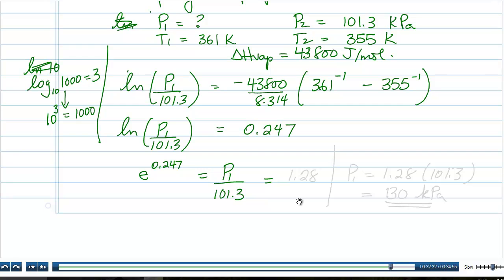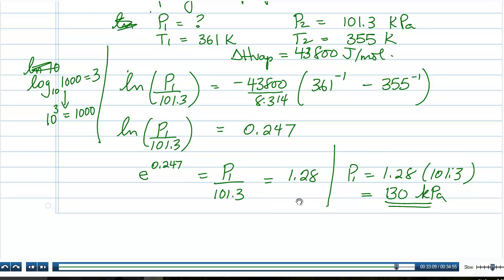On your calculator, you're just doing second function natural log. That brings up e to the power of 0.247. And then we get 1.28. And then finally, P1 is 1.28 times 101.3 equals 130 kilopascals.